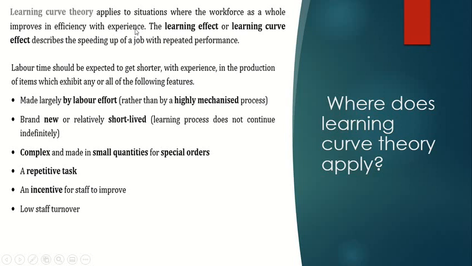Which means if an employee is doing the same job again and again, which means the nature is, let's say, repetitive. So if any employee is doing the same job again and again, here we are saying that particular employee's performance will get improved. Let's say the first product he produced within 5 hours. Let's say this is a bigger product, so he consumed 5 hours to produce the first product.